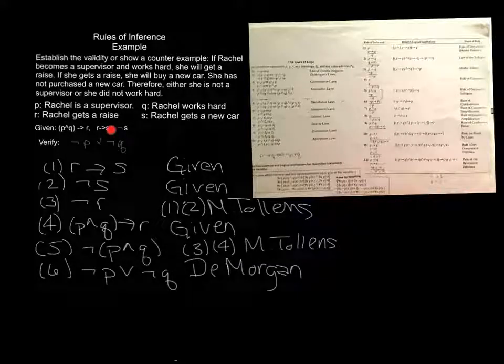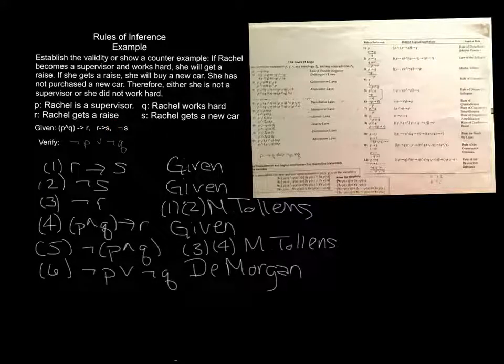And then the last given we have is not S. Rachel does not have a new car. And we wanted to verify not P or not Q. Either Rachel is not a supervisor or Rachel did not work hard. Our first step was just to write the given, R implies S, as well as the second step, we used not S. From there we use modus tollens in step 3.